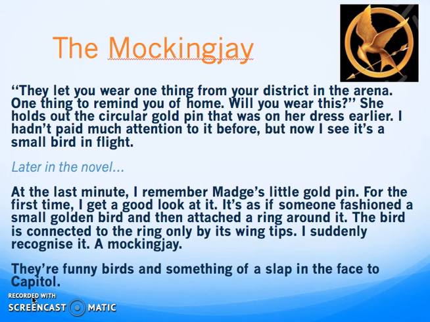And later on in the novel, there are more descriptions that make that symbol come alive. "At the last minute, I remember Madge's little gold pin. For the first time, I get a good look at it. It's as if someone fashioned a small golden bird and then attached a ring around it. The bird is connected to the ring only by its wingtips. I suddenly recognize it, a mockingjay. They're funny birds and something of a slap in the face to the Capitol."